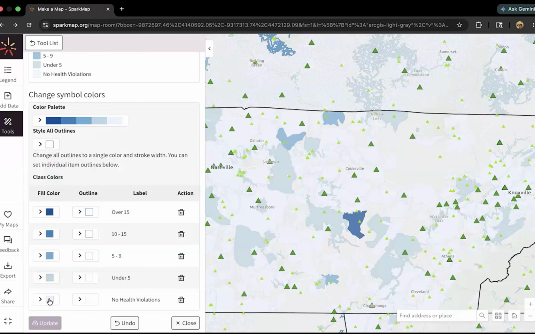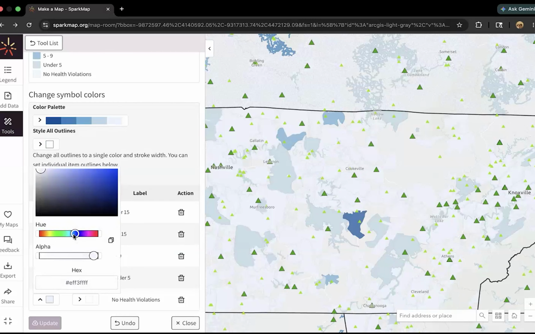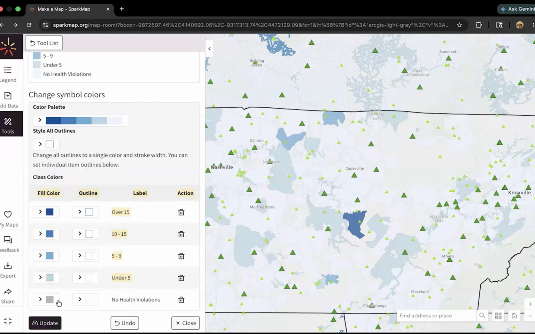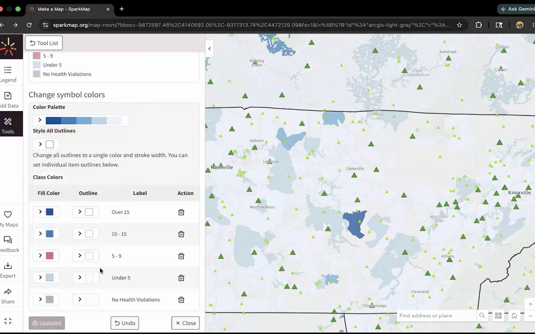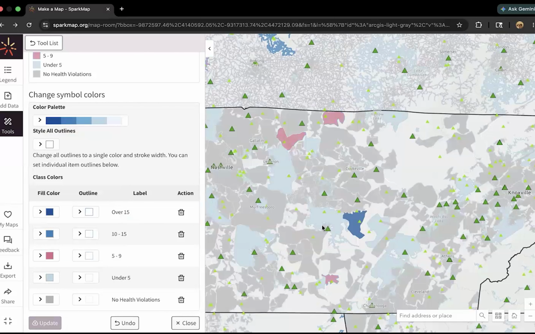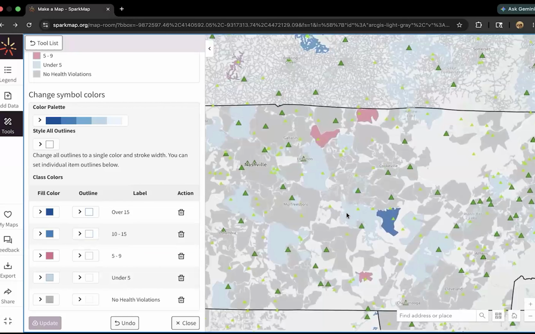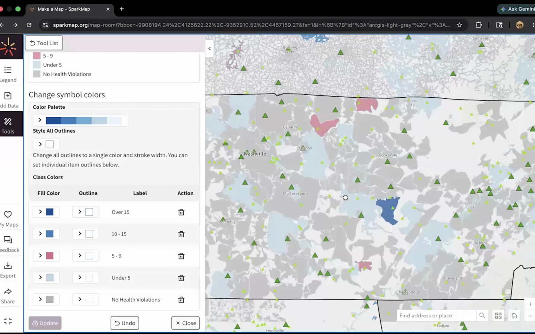But for example, for this one, if I want to make it a bit more clear that this is where there are no health violations, I'll make it gray. And just for fun, we'll make this one pink so it's really different. And we'll click update. And now our map has updated.